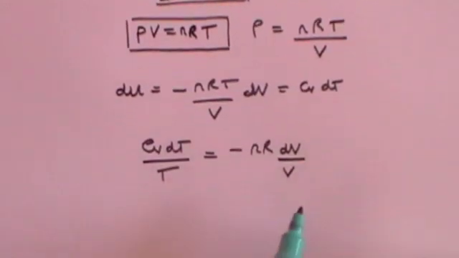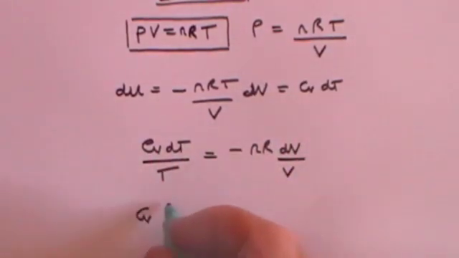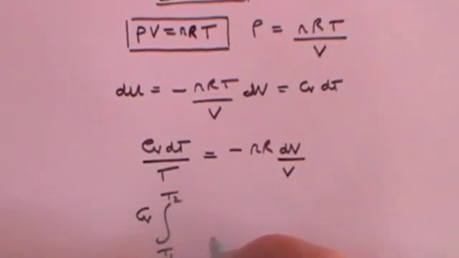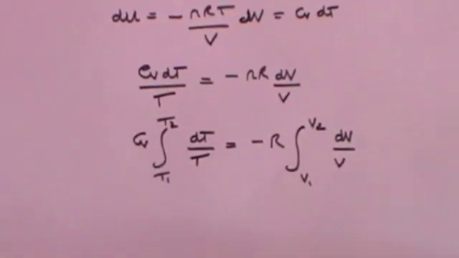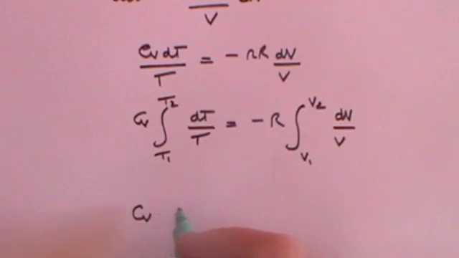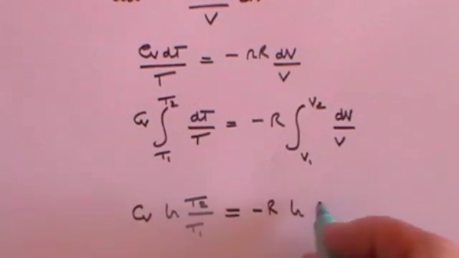And now we're going to integrate both terms. And that means we will get that Cv times the integral from the starting temperature to the final temperature, T1 to T2, of dT over T, that's this term here, is equal to minus R, because we've set n equal to 1, times the integral from the starting volume V1 to the end volume V2, dV over V. And you should know that the integral of dx over x is the log of x. So in this case, when we work that through, we get Cv times the log of T2 over T1 equals minus R times the log of V2 over V1.